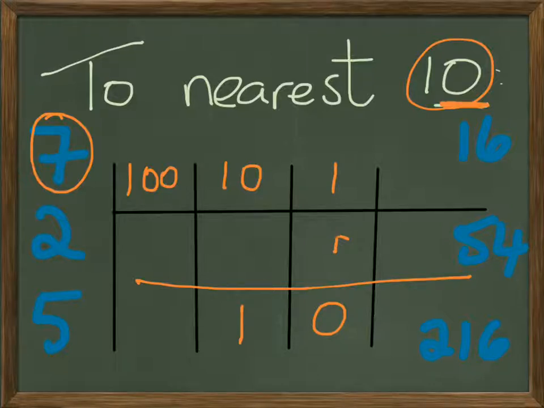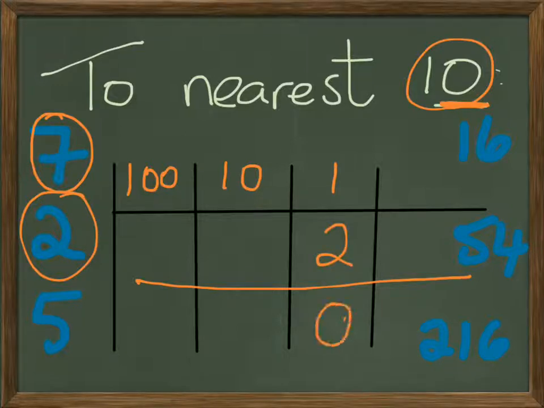So let's rub those out and have a go at 2. If I put 2 in, and I know I have to have a 0 because it's to the nearest 10, then 2 is nearer to 0 than 10, so I'm going to put a 0 in there. So 0 is the nearest 10, even though it isn't 10. Okay. I'm going to leave my 0 in there because I know that I need it now. Let's have a look at 5.